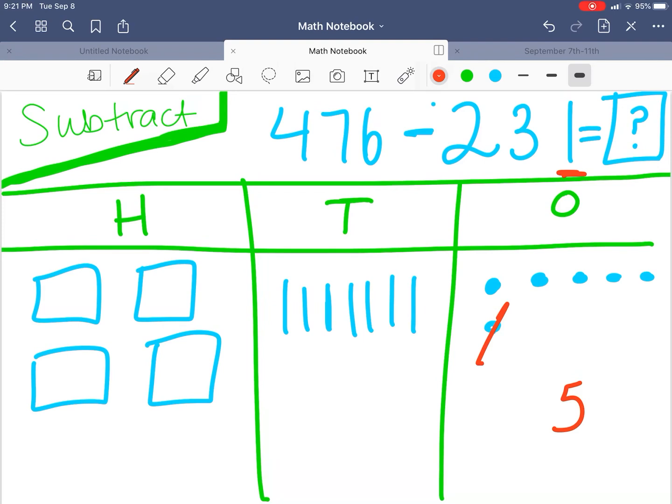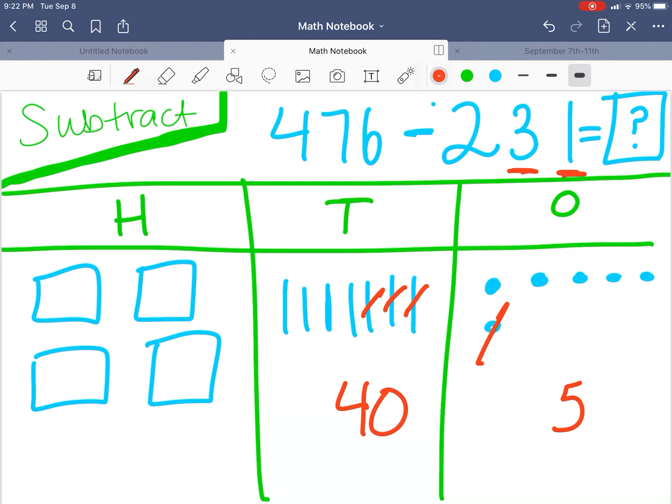All right, let's take away tens. All right, so how many tens are we taking away now? In 231, how many tens? 3. Let's take away 3. 1, 2, 3. How many are we left with? We're left with 4 tens, or 40.